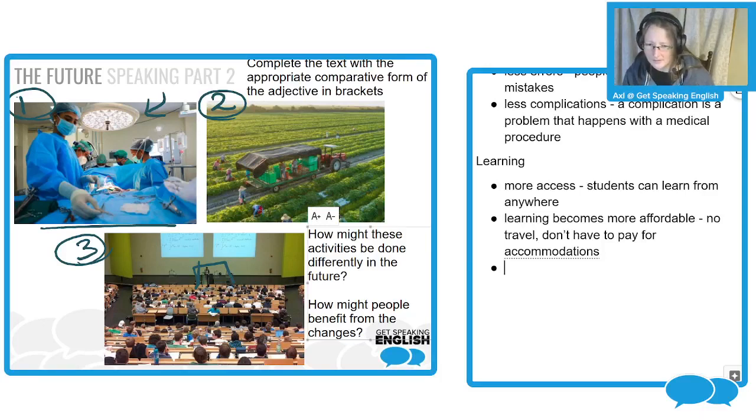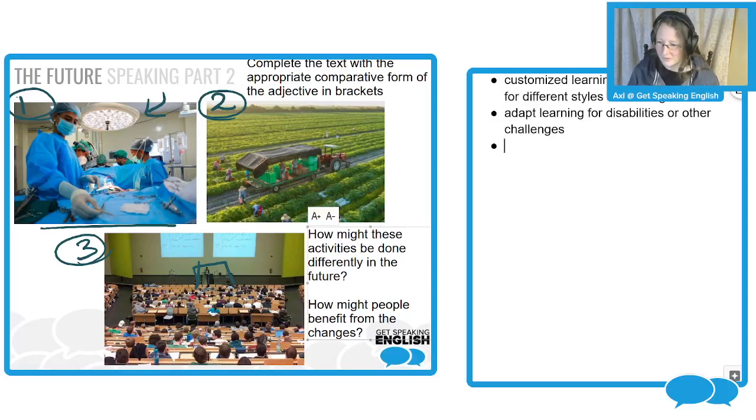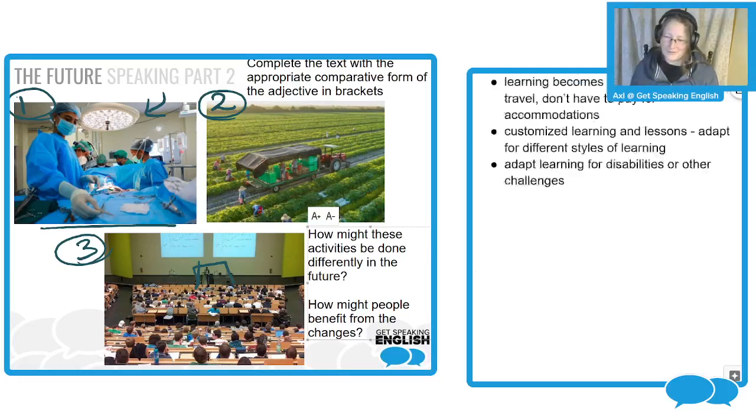Also, maybe, like we talked about, customized learning, right? So maybe you could adapt for different styles of learning. Some people learn really well through speaking, other people through visuals, some through reading, and some through doing and touching. There are lots of different ways things become memorable, so we could really adapt it, right? And then also maybe adapt learning for disabilities or other challenges, making learning a lot more accessible.